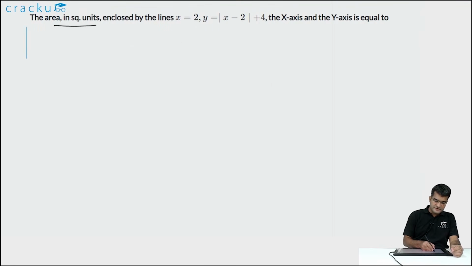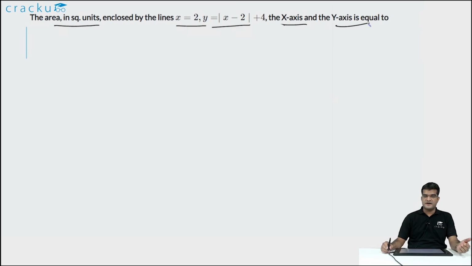In this question, we are asked to find out the area in square units, which is enclosed by the lines x is equal to 2, y is equal to modulus of x minus 2 plus 4, the x axis and the y axis. So, before we actually find out the answer, let us first draw all the lines and try to identify what is the area that is being discussed.